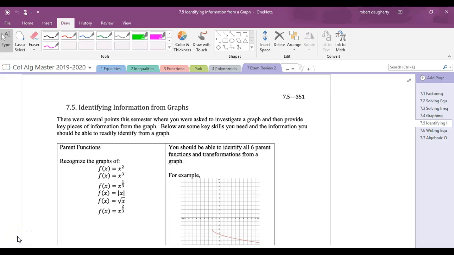7.5, continuing our review leading up to the wonderful final exam. Graphing. So the previous section was all about how to graph. We did a lot of things where we didn't graph, but we had to read information from a graph. So how can I do that?